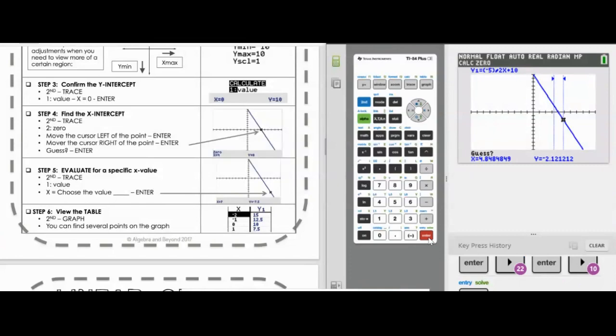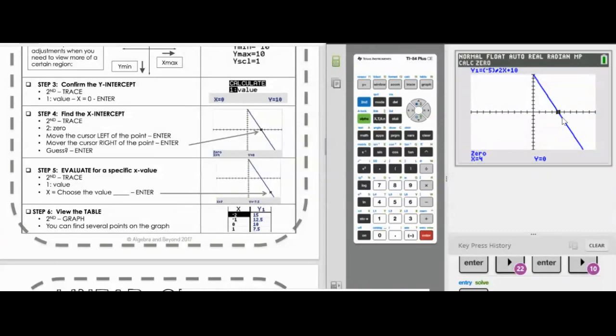Now the calculator says guess. You do not need to move the cursor anymore. Just simply hit enter one more time. Once you do that, it will jump to this point of intersection and it will give you the values at the bottom of your screen. This point is located at 4, 0.